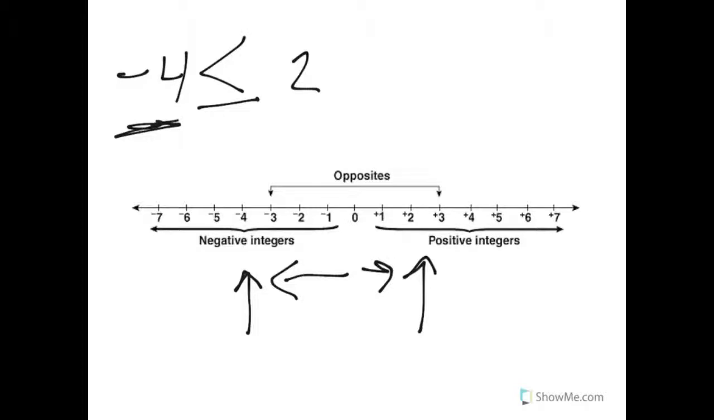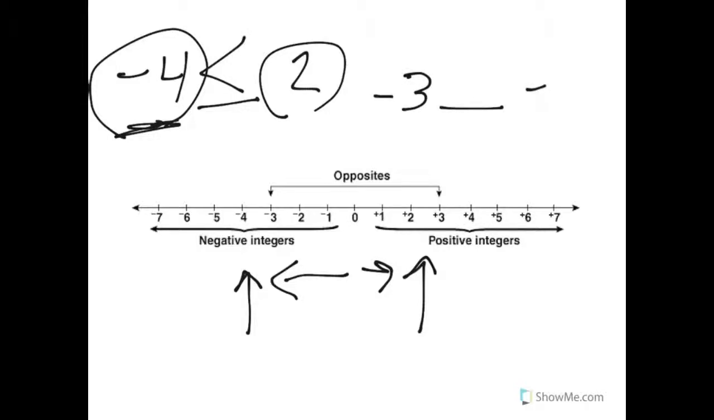Think about this. Would you rather be negative $4 in your bank account? Would you rather owe someone $4? Or would you rather have $2 in your pocket? Okay? Think about that. What about negative 3 and negative 5?